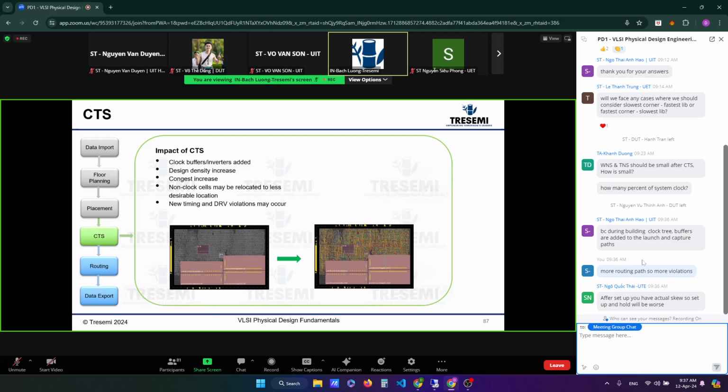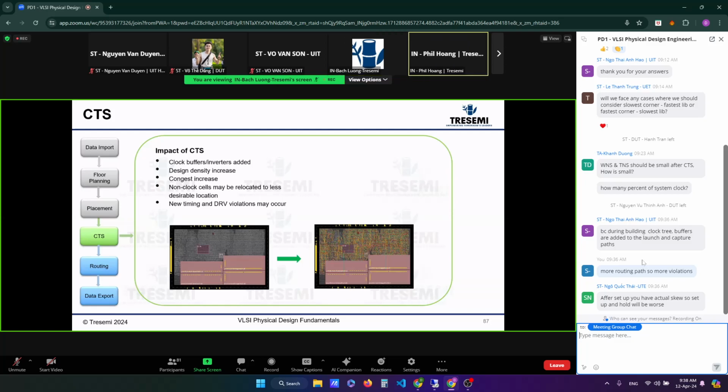And then Ngok said after setup, you have extra skew, and setup and hold will be worse. That's correct. Good. And more routing paths, so more violations. Nguyễn Duyên said that too. Okay. So all those contribute to why timing gets worse or degrades after CTS. Good.